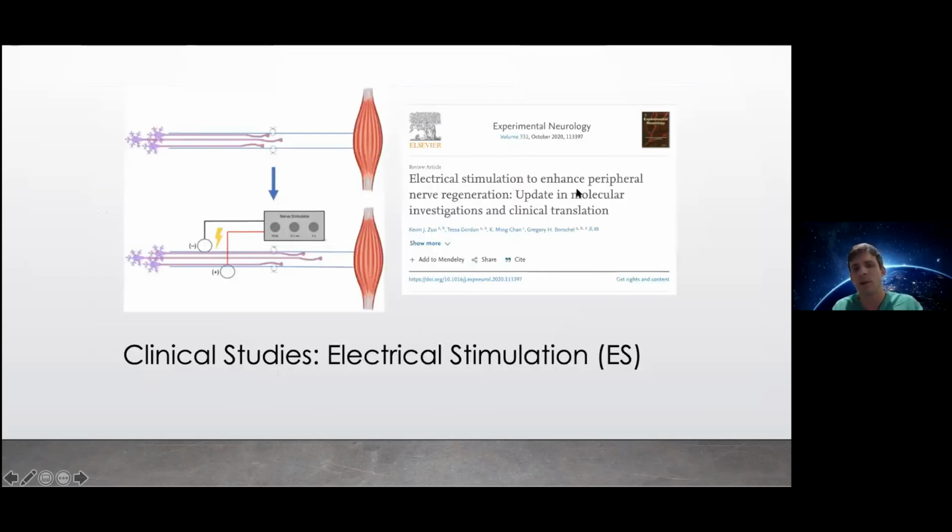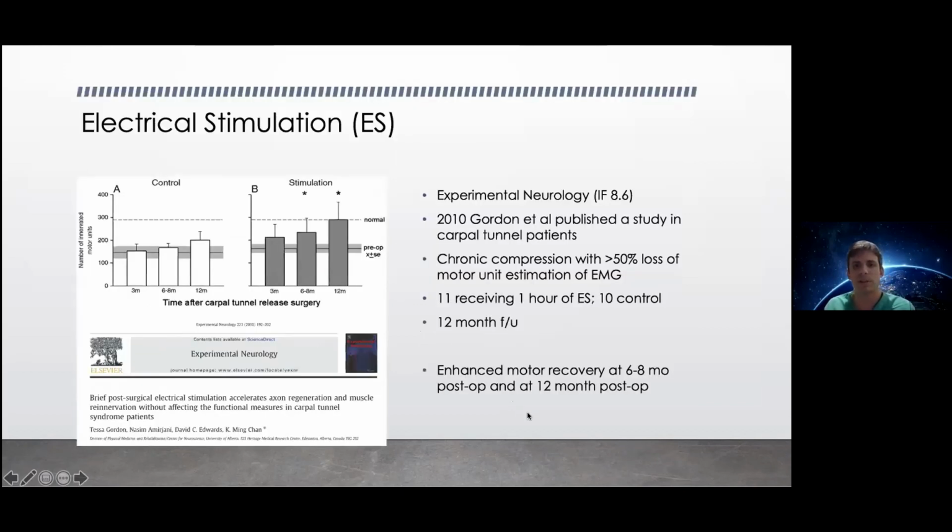And this was a review of all the clinical studies by Tessa Gordon and others. And I'll show you that the results are actually promising. So here's a study published in Experimental Neurology, and Dr. Levy, I included the impact factor just so we can all see how powerful these publications are. But these all have been cited quite a few times.